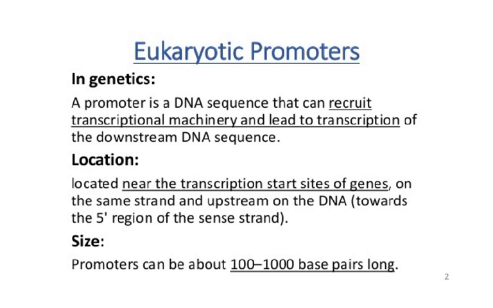Then this is a very good definition of a eukaryotic promoter, and I would like you to understand it. In genetics, a promoter is a DNA sequence that can recruit transcriptional machinery and lead to the transcription of the downstream DNA sequence, which is the gene for that protein. Location: located near the transcription start sites of genes on the same strand and upstream on the DNA. Size: promoters can be about 100 to 1000 base pairs. If I say this is ATGC, now these are two base pairs. So 100 to 100,000 base pairs long.